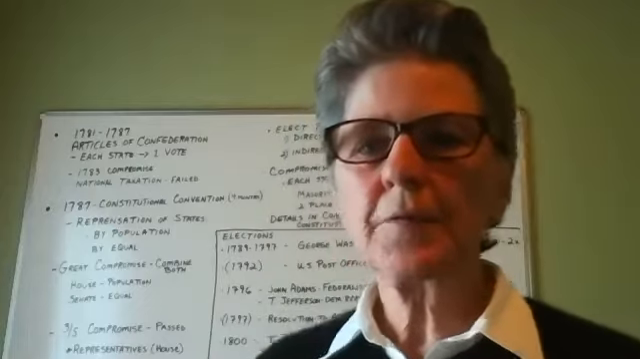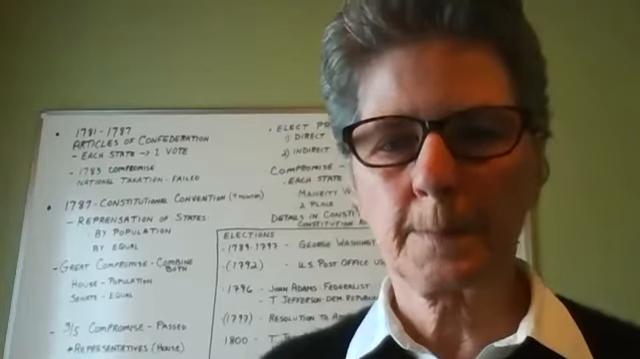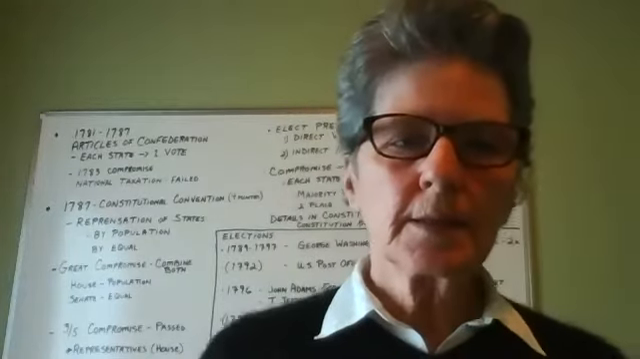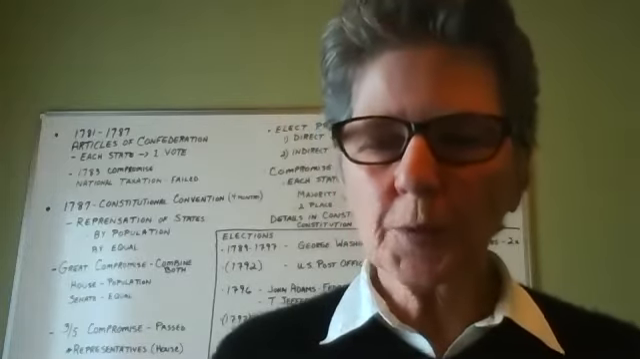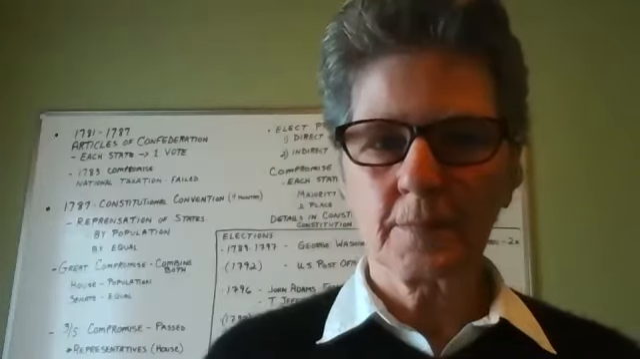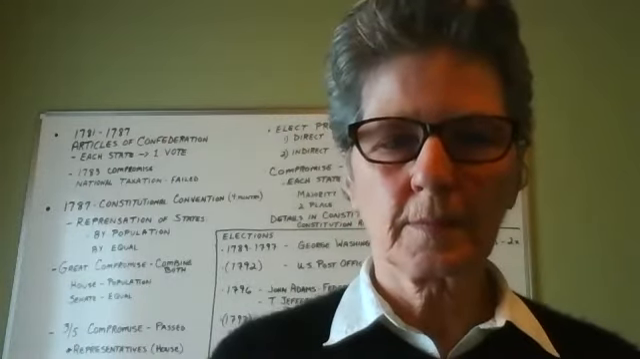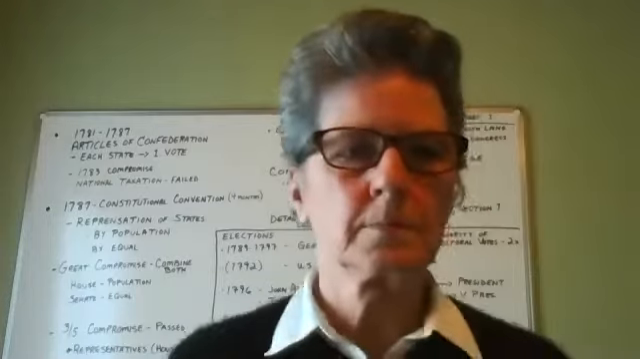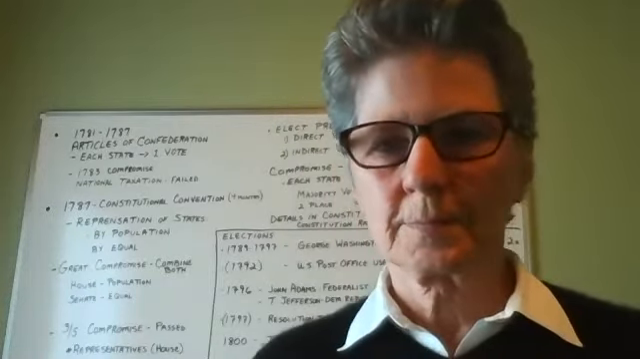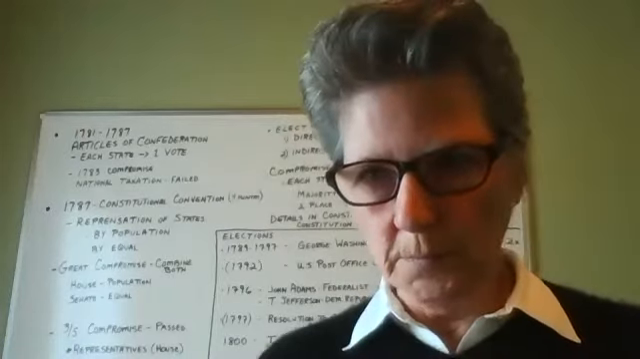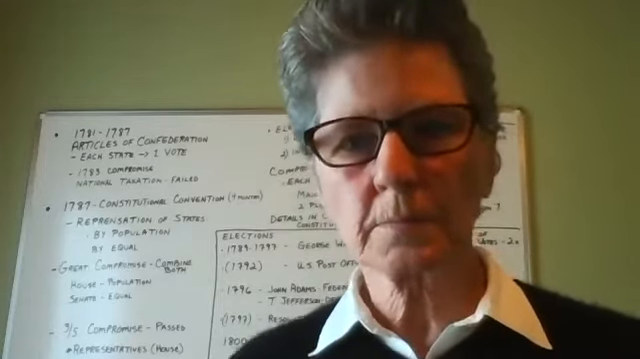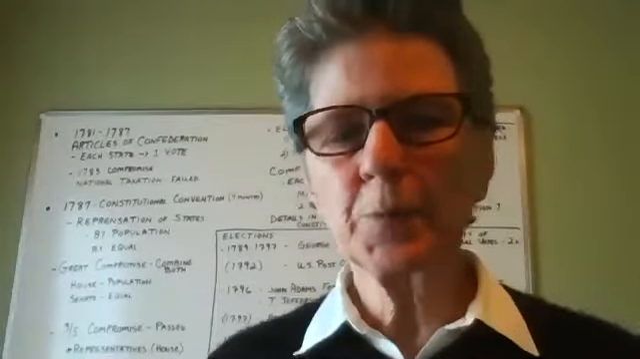The next one is the Three-Fifths Compromise. So once it was decided that representation in the House was based on population, the delegates from the North and the South saw a problem. How should the enslaved people be counted?